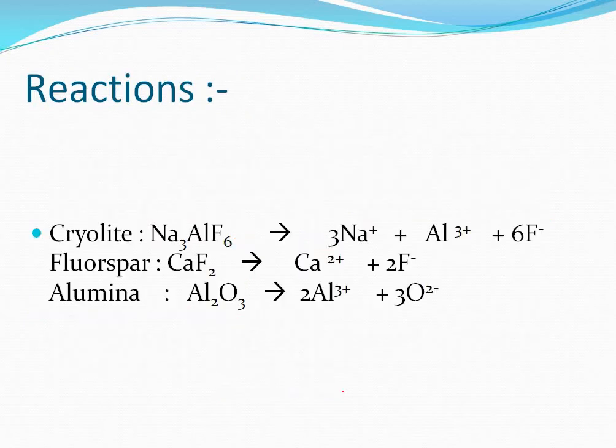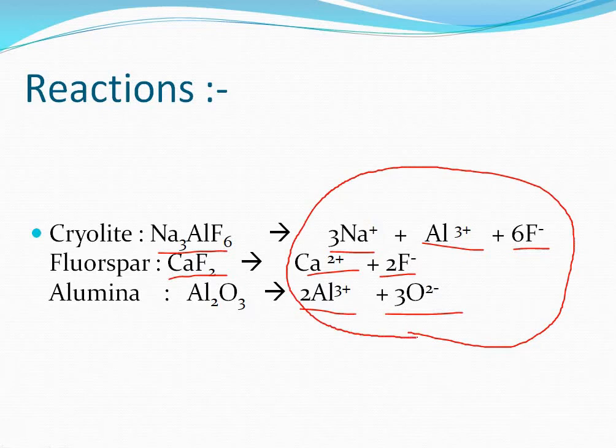Now further are the reactions present with the cryolite. The reaction will go like this: sodium aluminium fluoride will provide you 3 Na positive ions, Al3 positive, and 6 F negative ions. Fluorospar is also converted into its constituent ions, like calcium 2 positive and F negative. Alumina is also converted into its constituent ions, that is Al3 positive and 3 O2 negative. Now you see, all the molecular compounds are converted into their ionic species, and you have certain positive and negative ions.